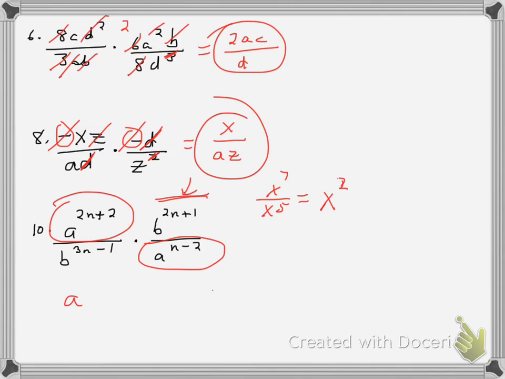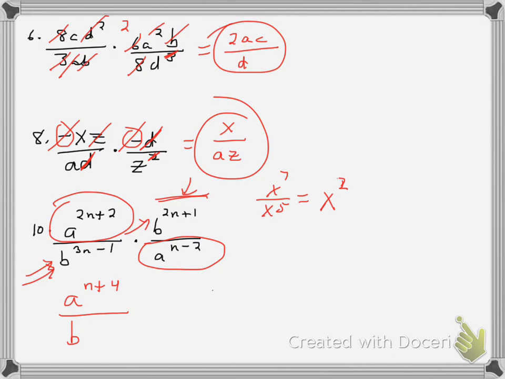So 2n minus n is going to give me n, and 2 minus a negative 2 is going to give me a positive 4. See how that works? Now, in the next one, because my b down in the denominator is more than my b up here, I'm going to start with this one and then subtract the numerator one. So I'm going to go b, it'll be left in the denominator.